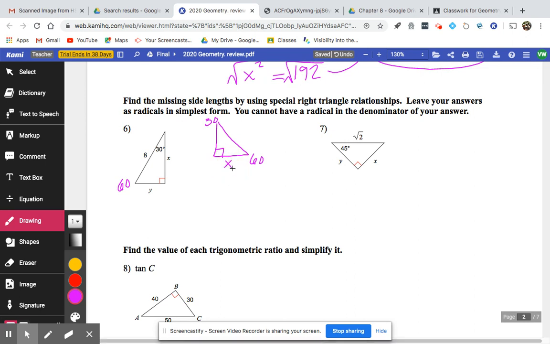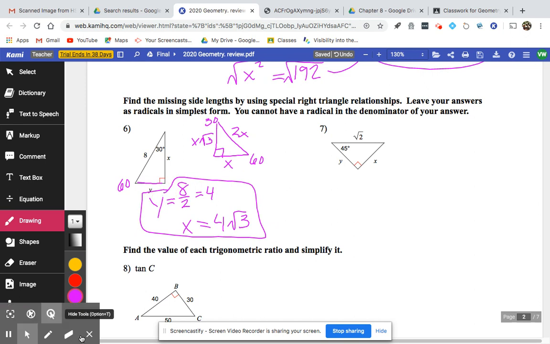So this side would be x, this side is x root 3, and this is 2x. Now how does that help us? This x and this 2x, to find x, I just divide the hypotenuse by 2. In other words, y is 8 divided by 2, which is 4. And x is simply whatever this side is times the square root of 3. So 4 root 3. And there you go, special right triangles. Really, they do come in handy.